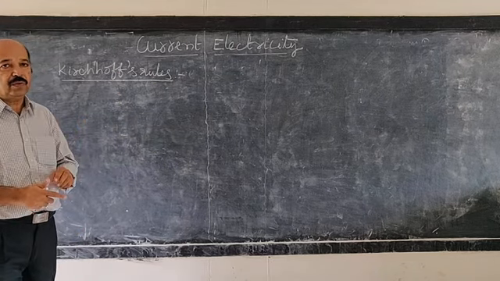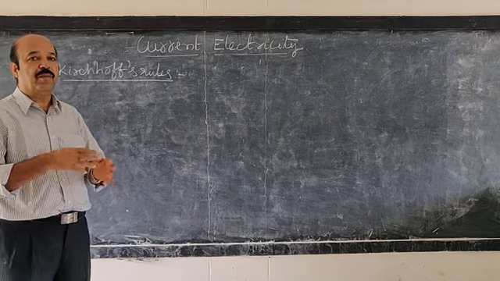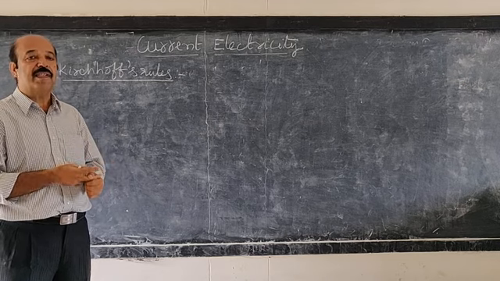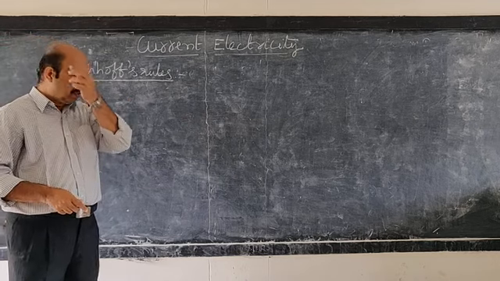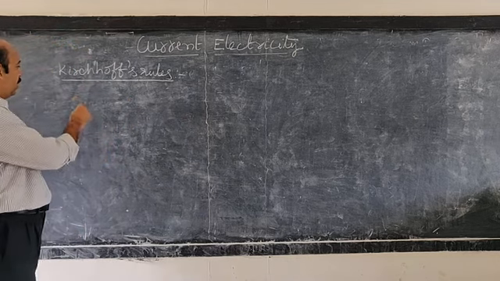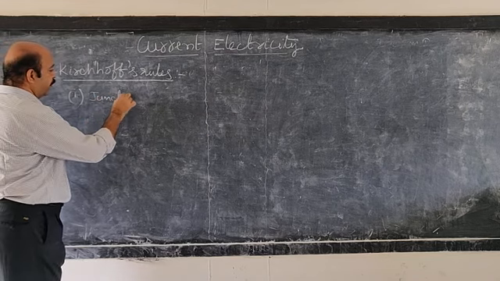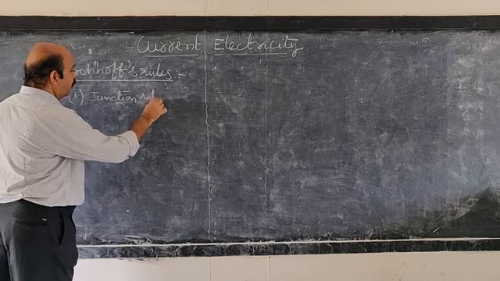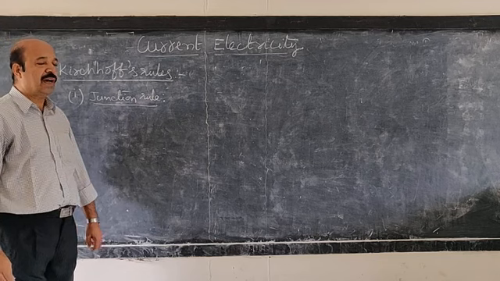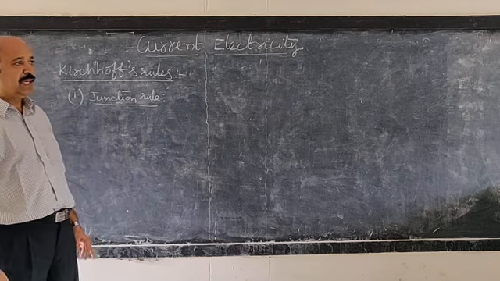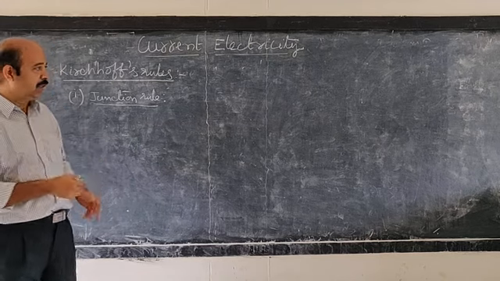So, he gave two rules to solve the problem of electrical circuits having several cells and resistors. According to these rules, the first one is known as the junction rule. This junction rule can be said to be a consequence of the law of conservation of charge. That is, charges will not accumulate at the junctions of an electrical circuit.